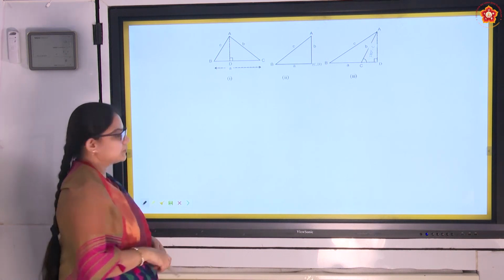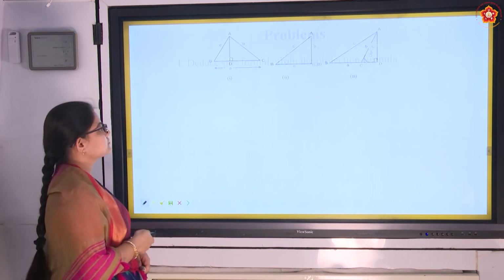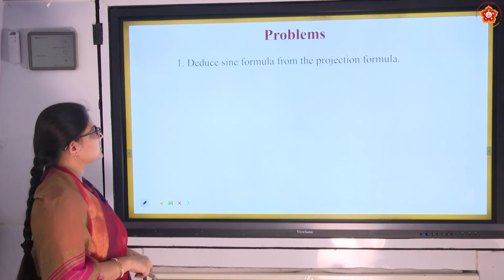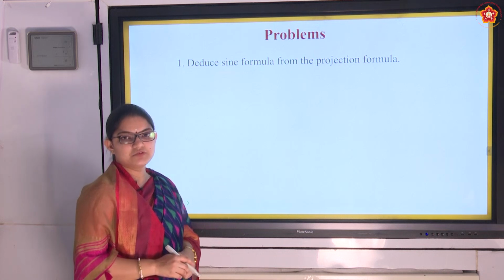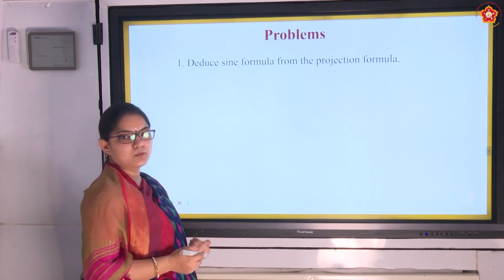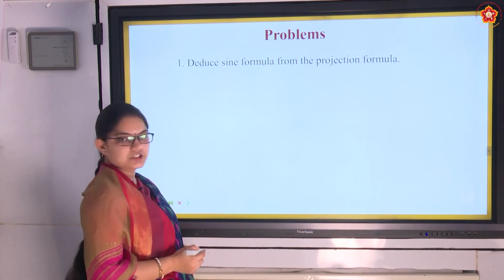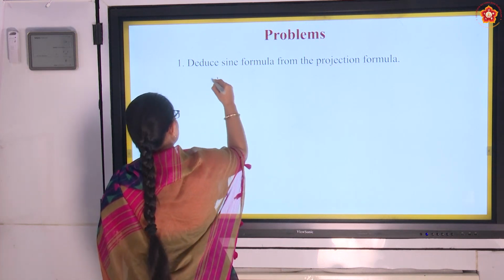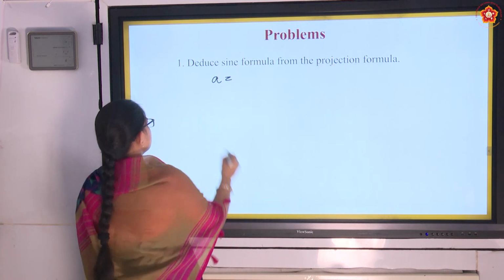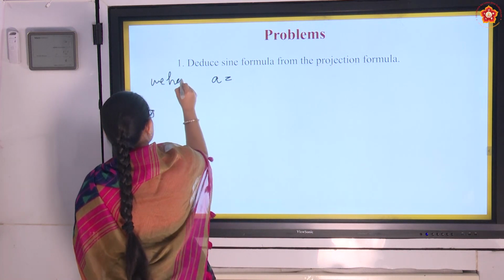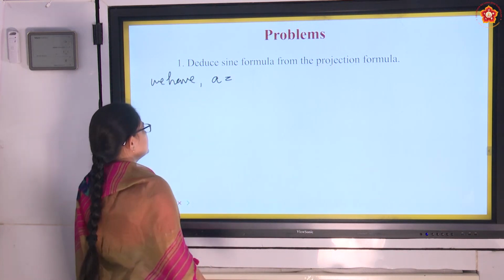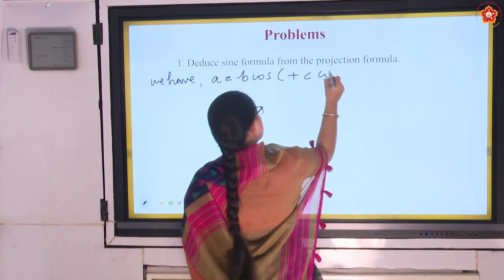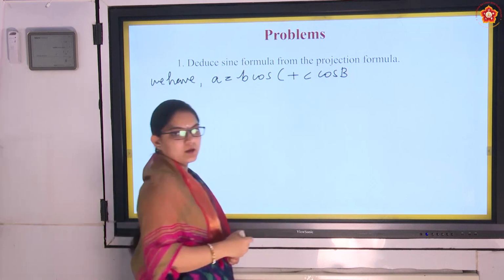Now let us solve the problems. First problem, deduce sine formula from the projection formula. That is, we have to get sine formula from the projection formula. So we have the projection formula. Let us take the first one, that is A is equal to B cos C plus C cos B.